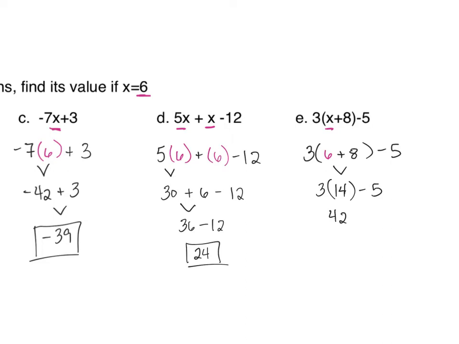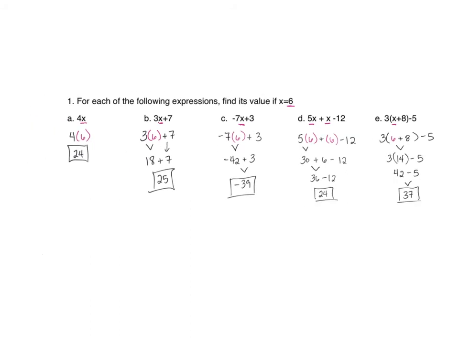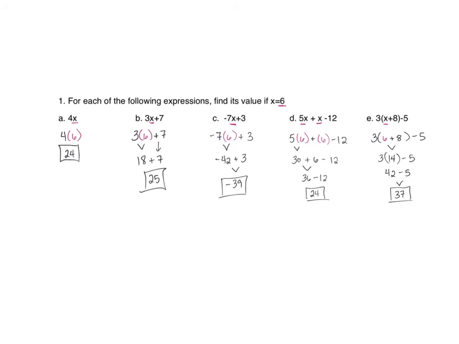And then minus 5 is going to give me 37. All right, so hopefully that clears up those evaluating pieces.